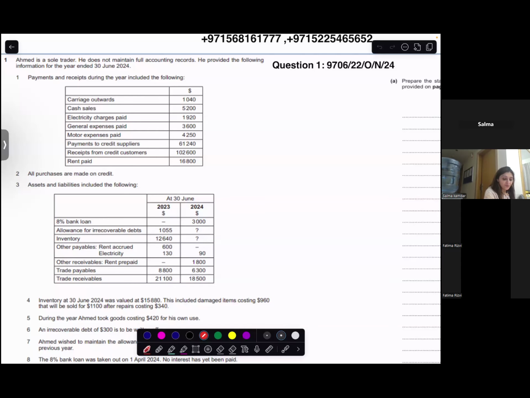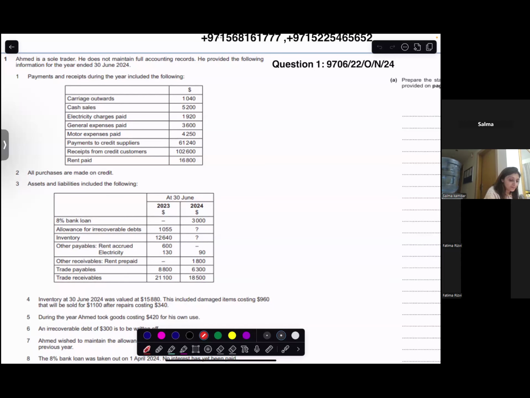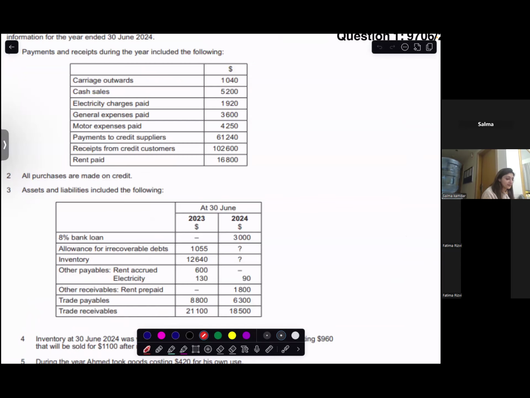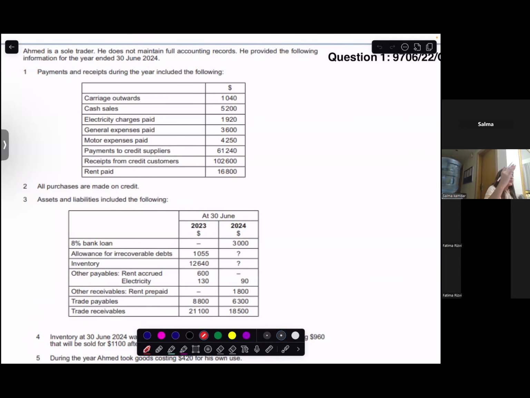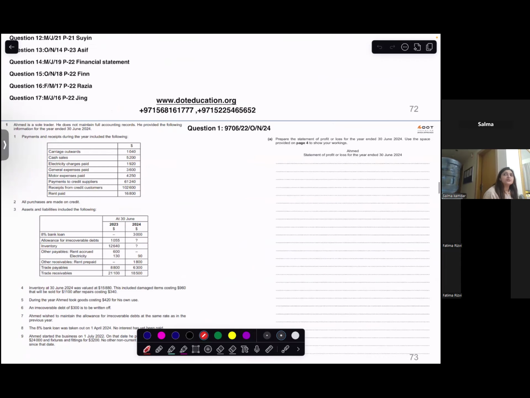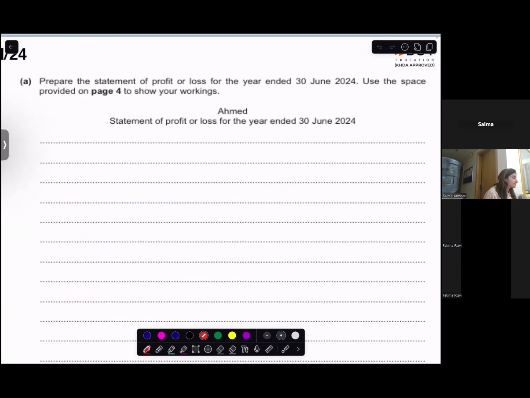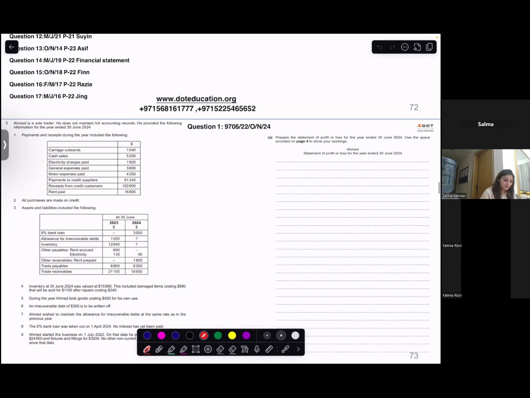So this is a sum of October, November 2024, Paper 2 Question 2. And it's related to incomplete records. Now, one thing you should notice whenever you get a sum like this is what you are asked to do. If you see over here, what are you asked to prepare? You are asked to prepare your statement of profit and loss.